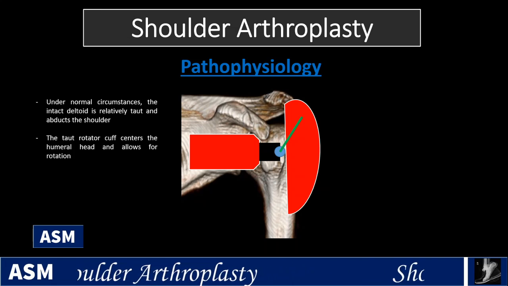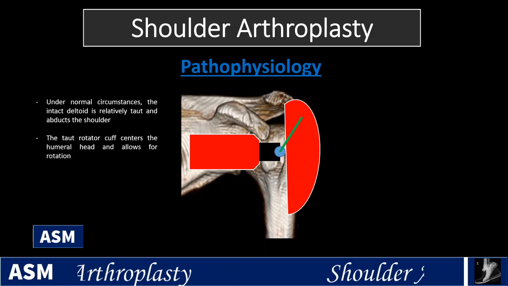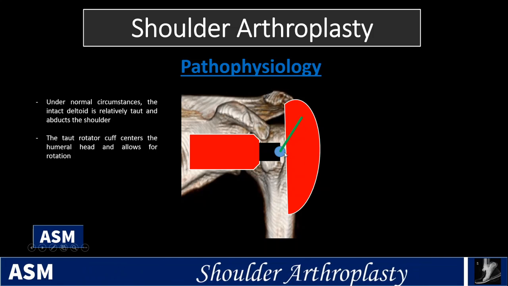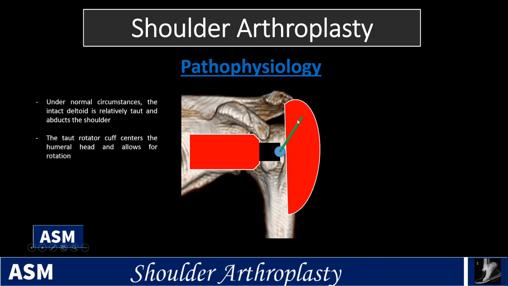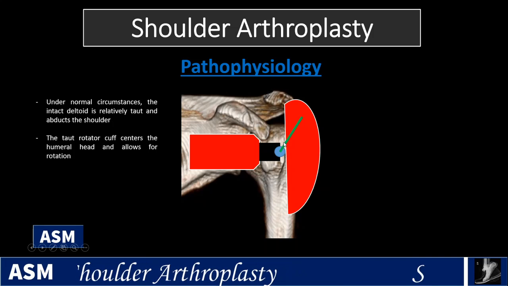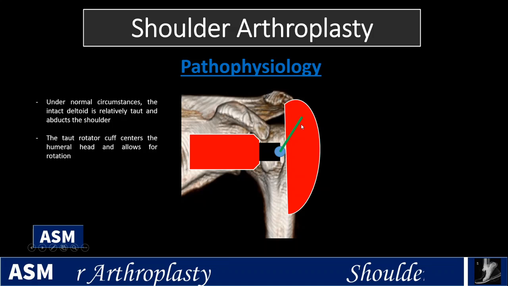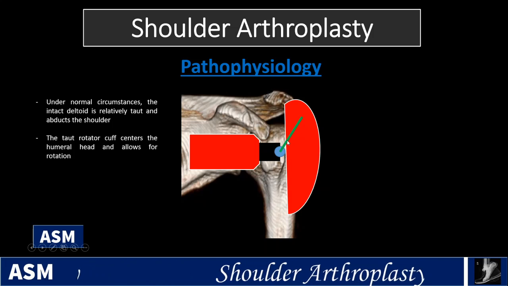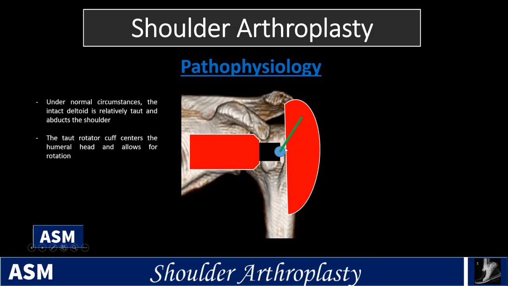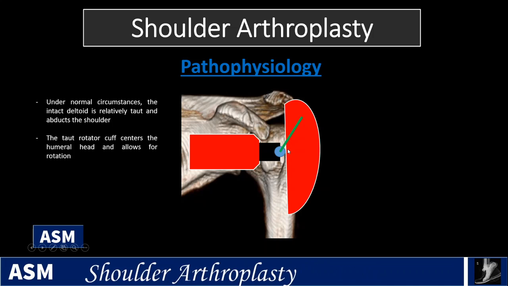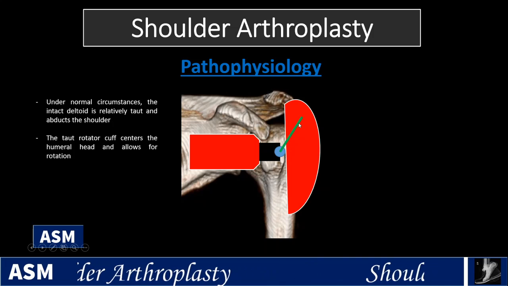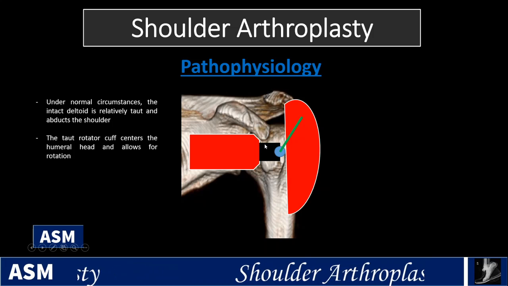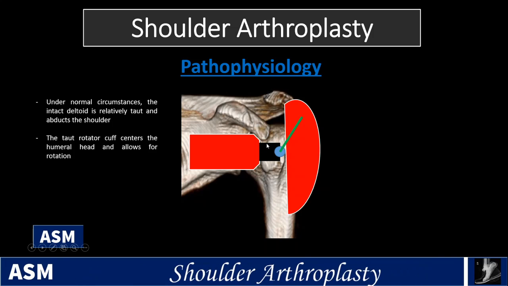So just a little bit on the kinetics and pathophysiology. Under normal circumstances, the center of rotation of the humeral head is roughly in this region. The moment arm of the deltoid is important for the efficiency of the muscle here, and the moment arm will be related to the distance from the center of rotation. So shifting the center of rotation closer will shorten the moment arm and decrease efficiency. Further away, to some extent, will increase the moment arm and increase efficiency.